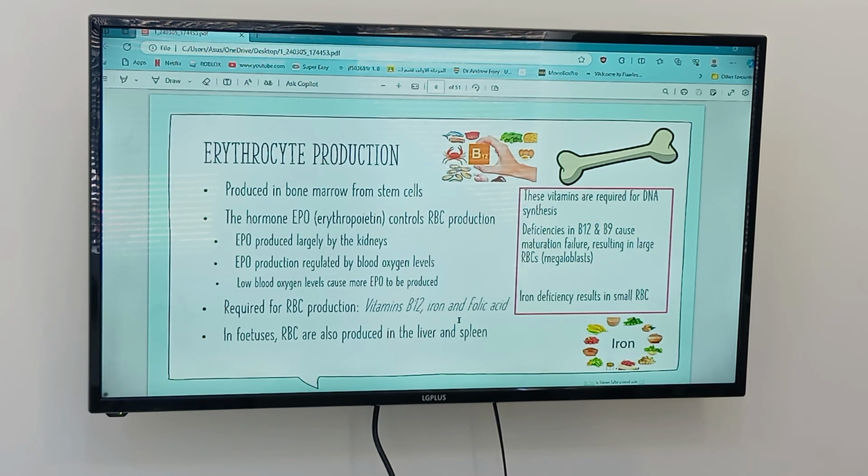What is required for RBC production, as a supplement or foods or vitamins? We need vitamin B12, iron, and folic acid. When we have iron deficiency, for example, or a B12 deficiency, it causes maturation failure resulting in large RBCs. Look, while iron deficiency makes the RBCs smaller.